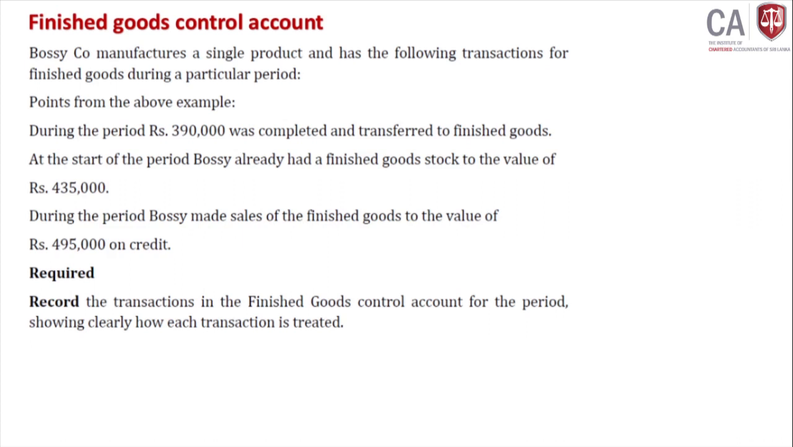at the start of the period, the company had finished goods stock of 435,000. Opening balance 435,000. During the period, the Bossy company has sold 495,000 cost of sales. මෙතනින් එහාට යන්න කොහෙටද? FG විකුණනකොට this will be transferred to where? Cost of sales.